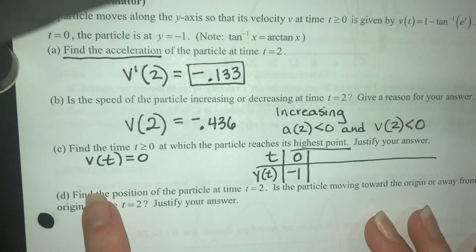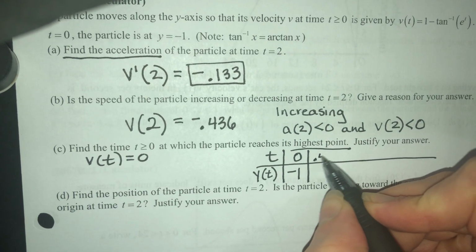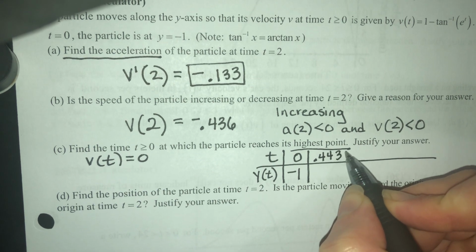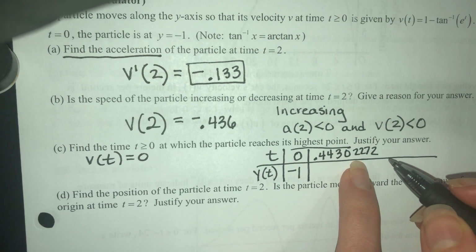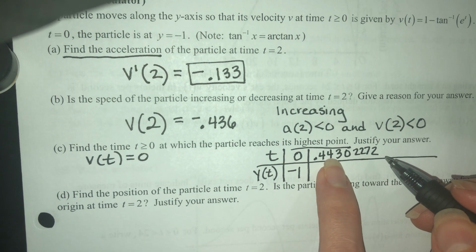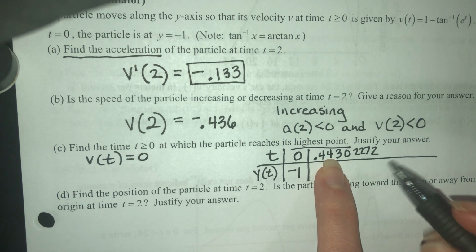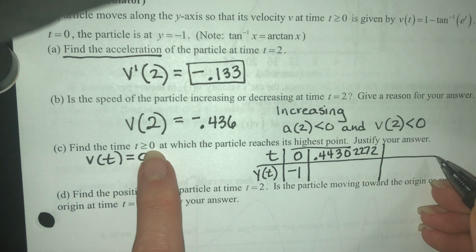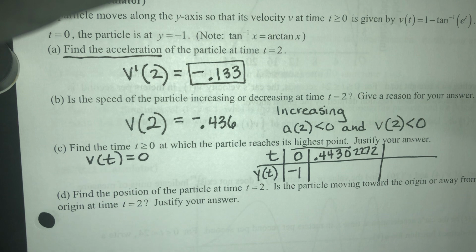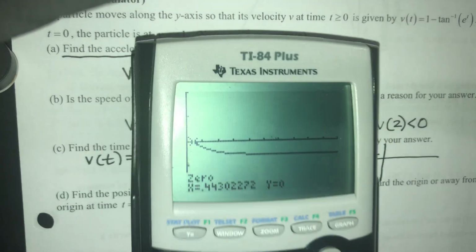Now for critical values, we only have one, and that's the one we just found, 0.44302272. You're not absolutely required to write down all those decimal places, but you are required to use all those decimal places to calculate your answers. And then what about the other endpoint? This goes not between t equals 0 and t equals some other value. It just goes on forever.